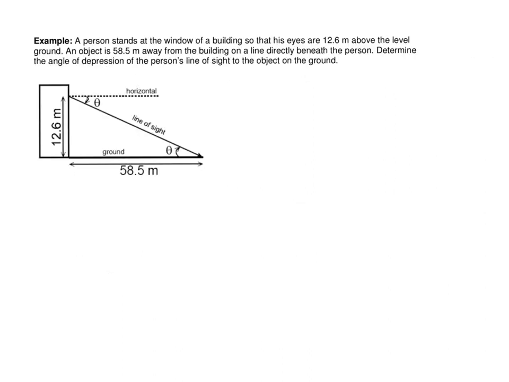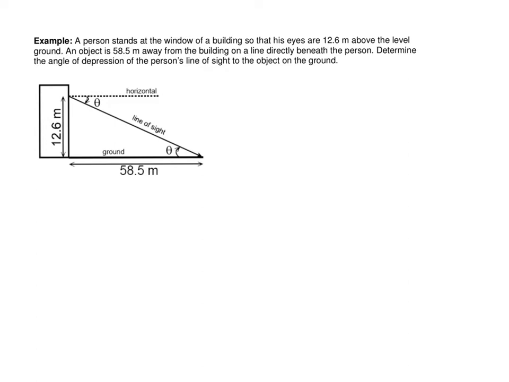We're now going to take a look at a few examples on how we would deconstruct the question, label our triangle, and then solve. We see in our first example, a person stands at the window of a building so that his eyes are 12.6 meters above the level ground. An object is 58.5 meters away from the building on a line directly beneath the person. Determine the angle of depression of the person's line of sight to the object on the ground.